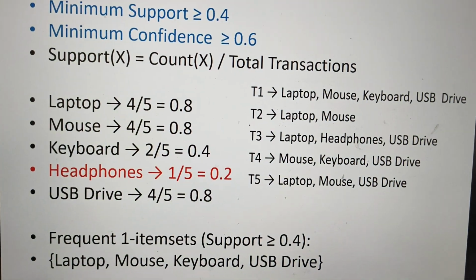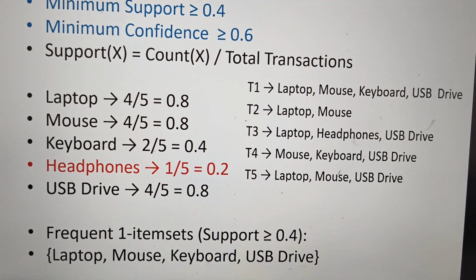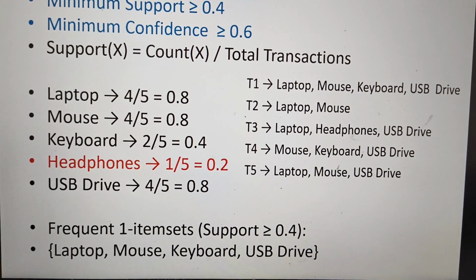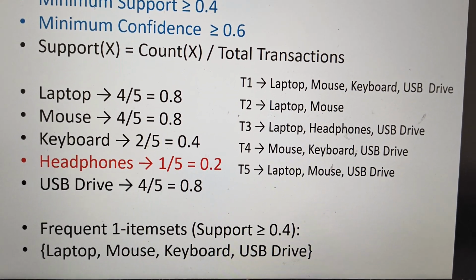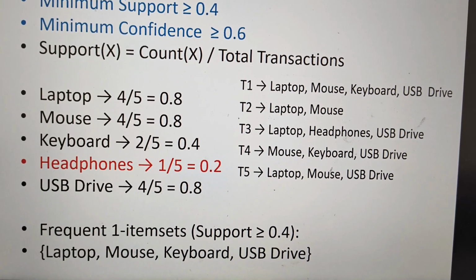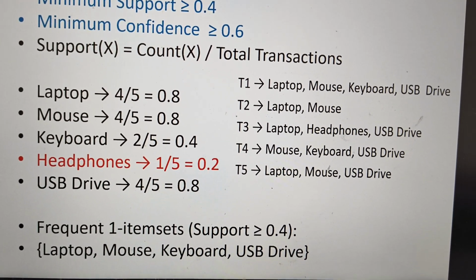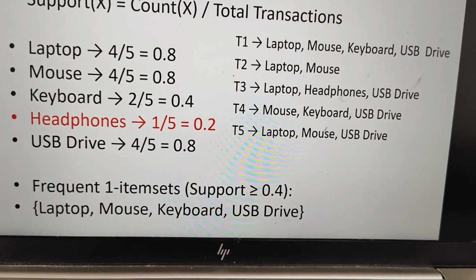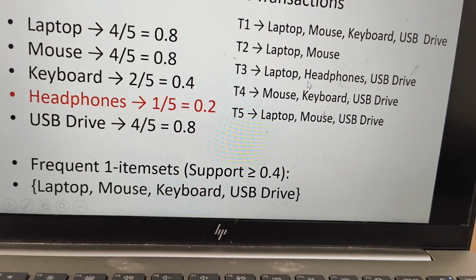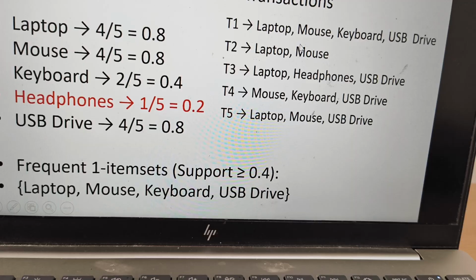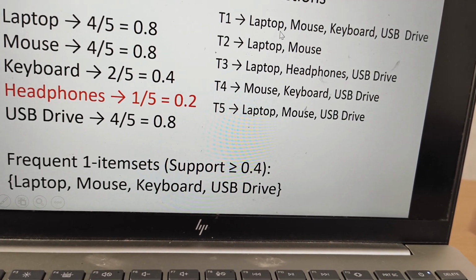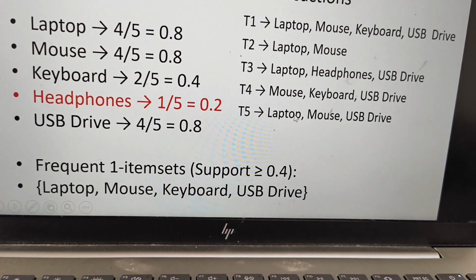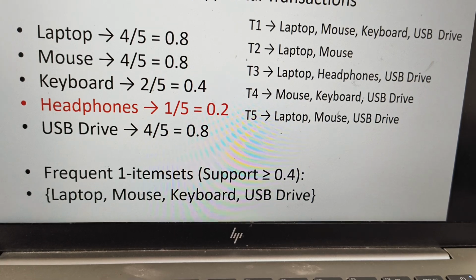Now see this equation, how to calculate the support. Suppose I have to calculate the support of item x, then support of x is equal to count of x divided by total transactions. Now we are going to calculate the support value of all the items. The first item is the laptop. You can see this is my data set. In the data set, the customer purchased laptop during transaction 1, transaction 2, transaction 3 and transaction 5. So out of the 5 transactions, 4 times the customer bought laptop.